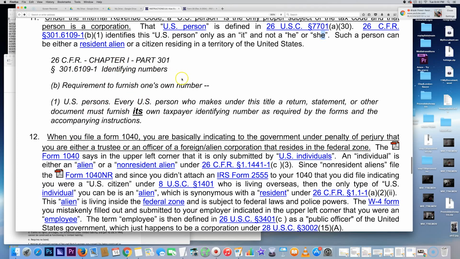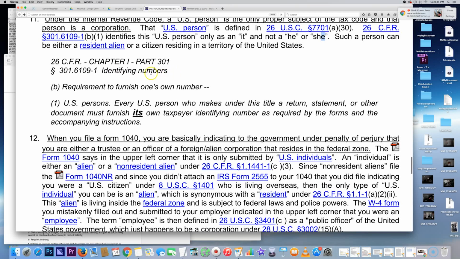Okay, section 301.6109 talks about identifying numbers. What is an identifying number that we all know of? Social Security number. We can have 1 million people with the same name. Is the system itself going to get confused between who's who? Does the system ever get confused between who's who? No, because it all reflects on that one number that's been assigned to you.